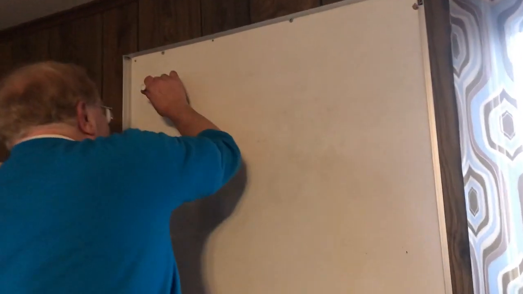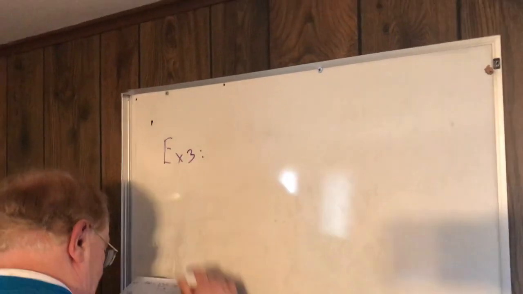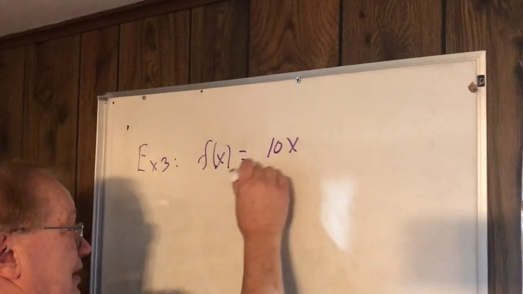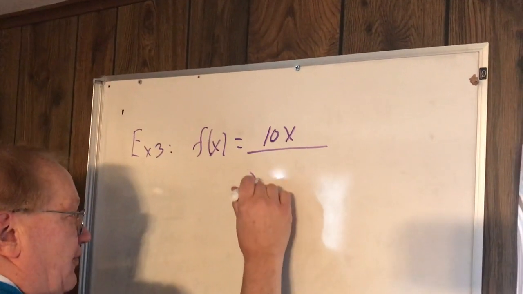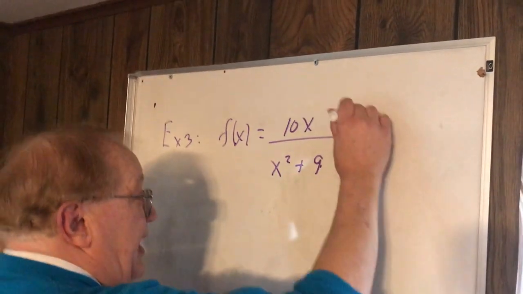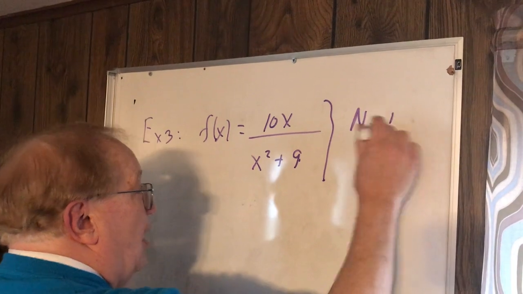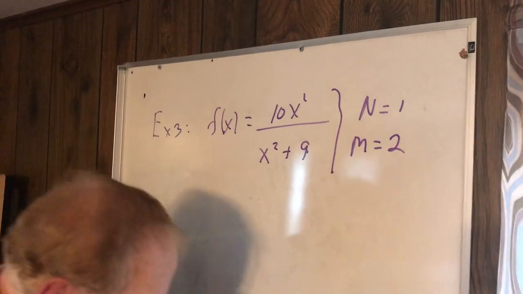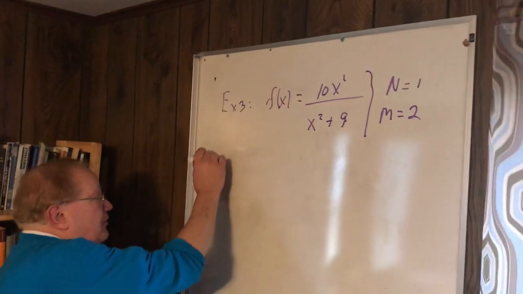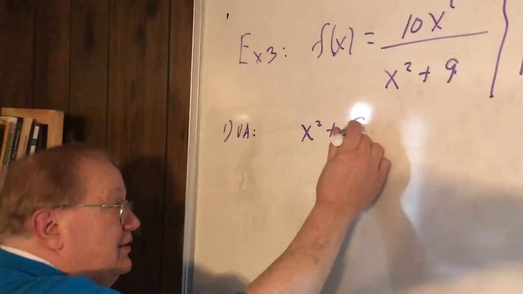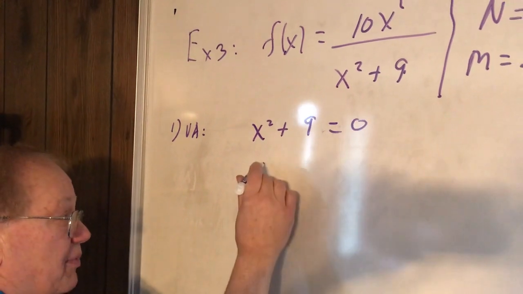So, example 3. We have f of x equals 10x divided by x squared plus 9. If we define n and m here, you notice n equals 1, that's this power, and m equals 2. So that'll help us later on. First we want to find the vertical asymptotes. So we set the denominator equal to 0, and you're going to find out something weird happens here.